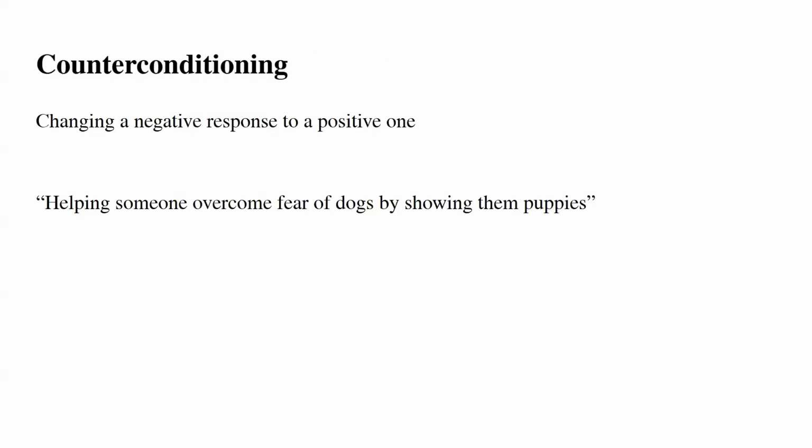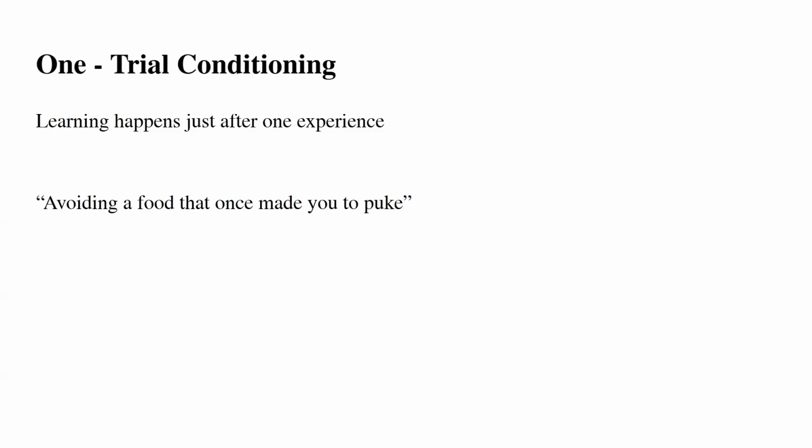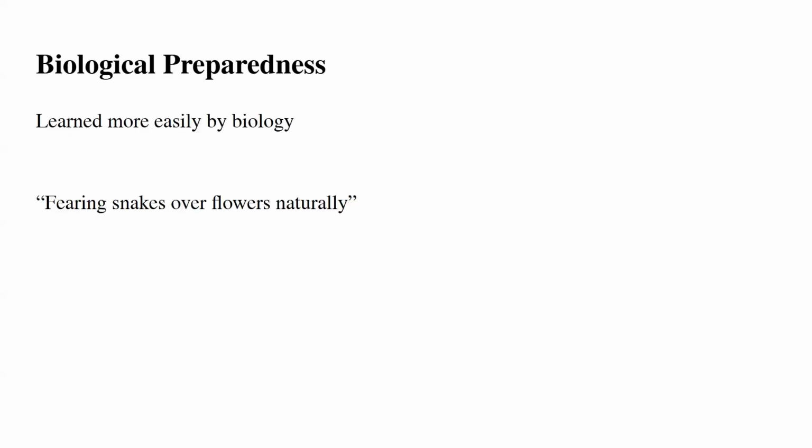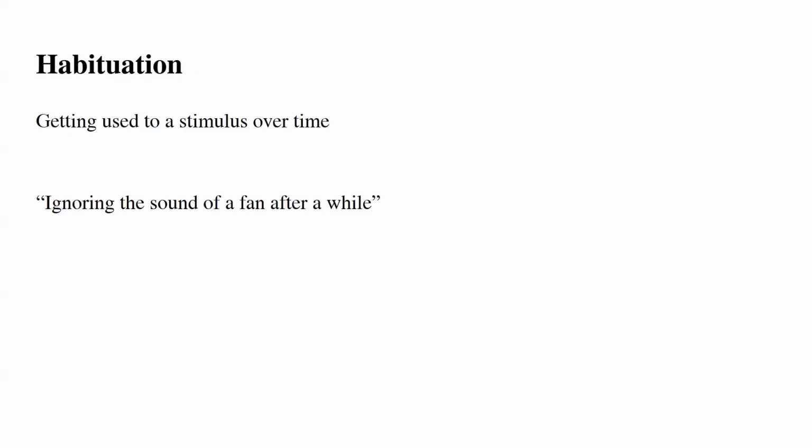Counter conditioning is changing a negative response to a positive one. One trial conditioning is when learning happens after just one experience. Biological preparedness is learning more easily because of biology, such as naturally fearing snakes over flowers. Habituation is getting used to a stimulus over time.